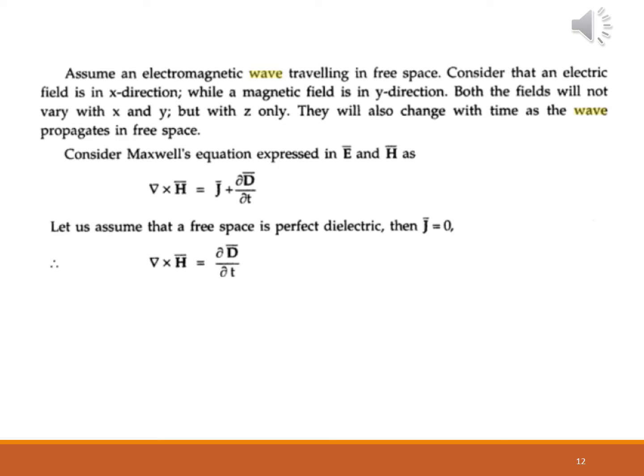So again, we are starting with Maxwell's equations. Del cross H is J plus dou D by dou t. And I'm going to assume that free space is a perfect dielectric. That is the assumption. For a perfect dielectric, the conductivity sigma is zero. If sigma is zero, J will be zero, because J is equal to sigma into E. So Maxwell's equation is modified to del cross H equal to dou D by dou t, since J is equal to 0.